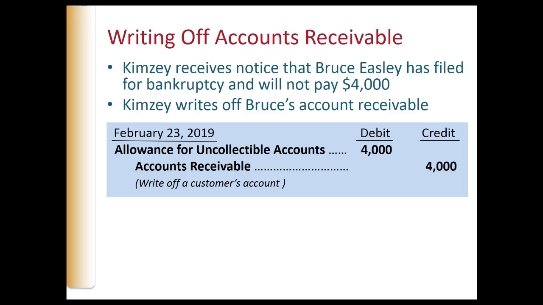Upon receiving news of this actual bad debt, Kimsey records a debit to the allowance account and a credit to accounts receivable. The write-off of an account receivable has no effect on total amounts reported in the balance sheet or in the income statement. There's no decrease in total assets and no decrease in net income with the write-off. Remember, we've already recorded any negative effects of the bad news at the end of last year when we estimated those bad debts were going to occur.